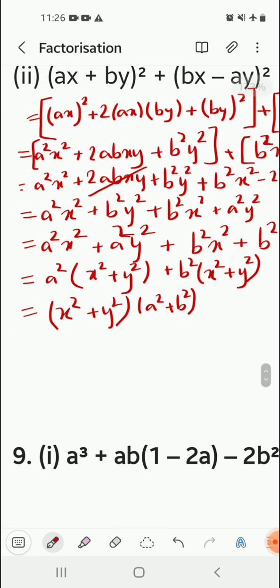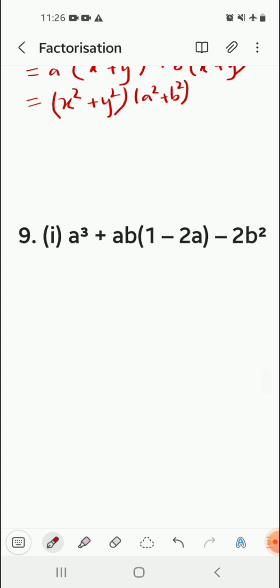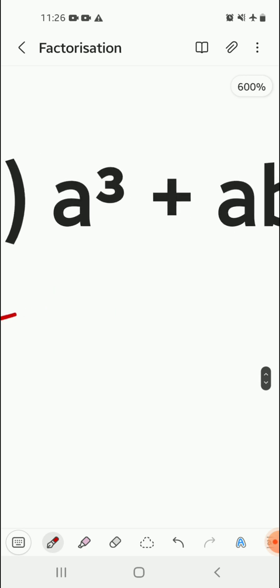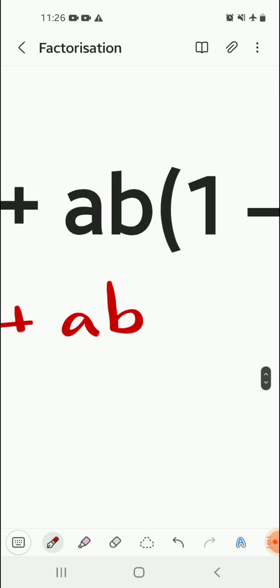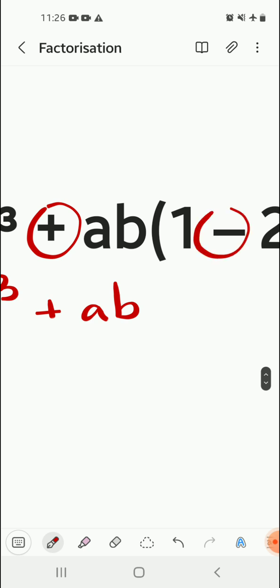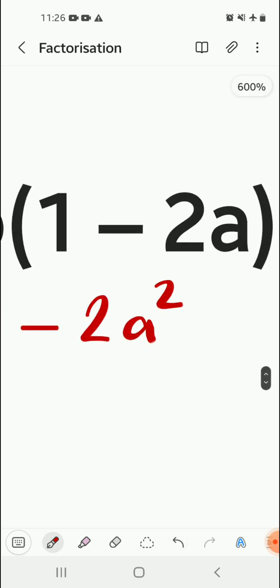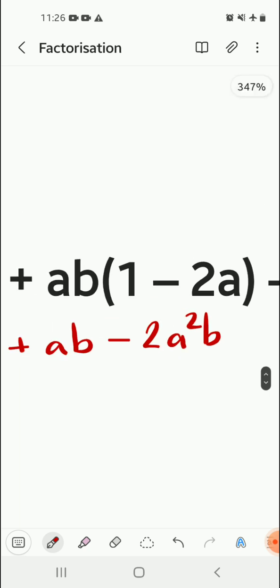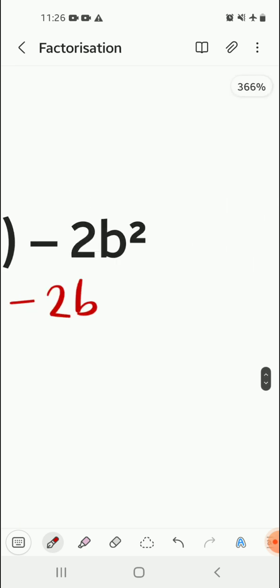Now moving on to the next question. A cube. First of all, we are going to remove the brackets that we have got. So for that, let's first solve it. A cube plus AB into 1 is AB, plus into minus is minus 2A square B, minus 2B square.